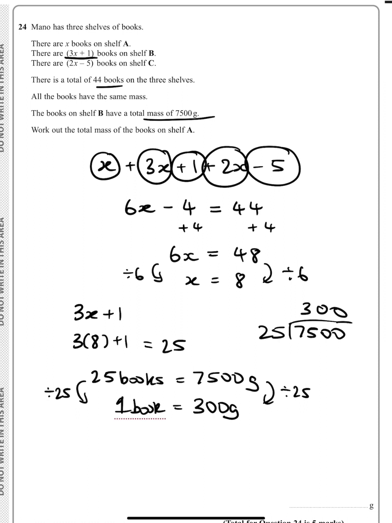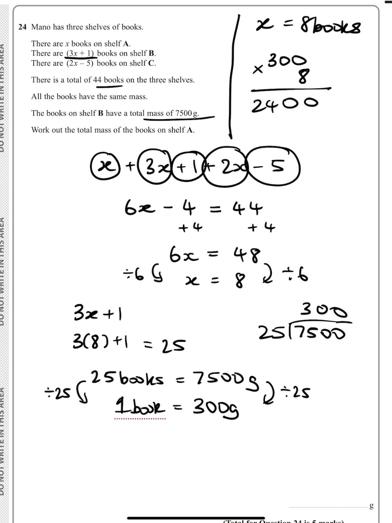And it says work out the total mass of the books on shelf A. I'm just going to bring my working out up here. So shelf A has X books. And X is actually 8. So shelf A has 8 books. Each book weighs 300 grams. So now I just need to do 300 times 8. And the answer would be 2,400 grams.